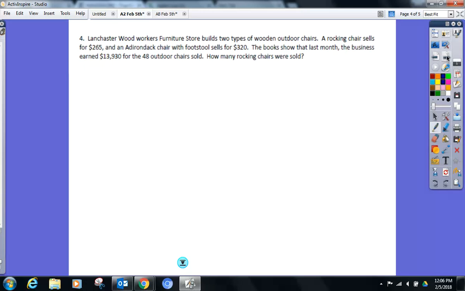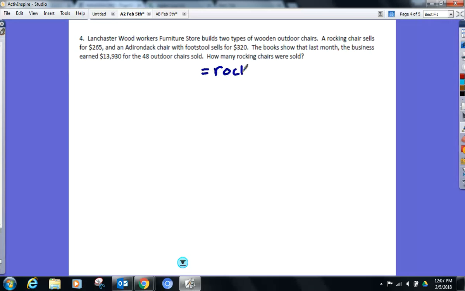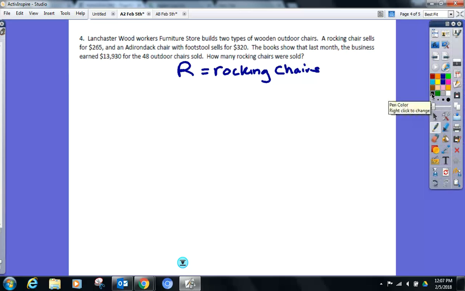How many rocking chairs were sold then? All right, variable time. What do you want the rocking chairs to be? How about just R? I thought that was going to be an easy one, but let's call it Z. Adirondack chair, I don't care if you don't like it. I'm calling it A.